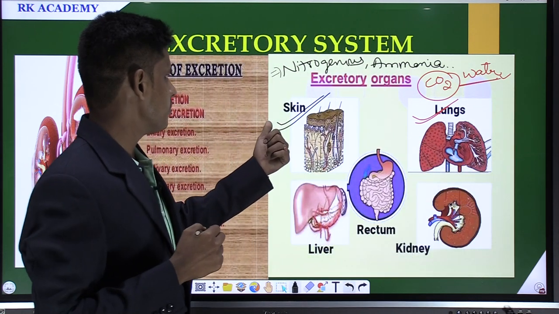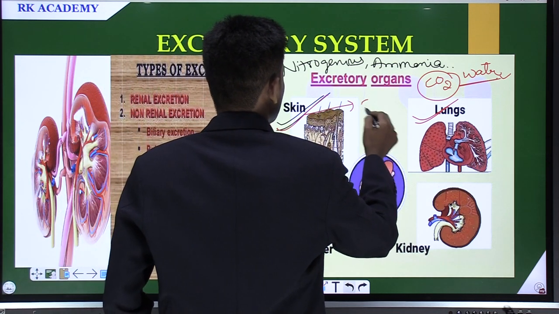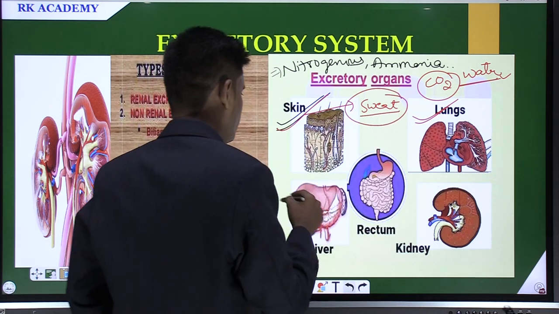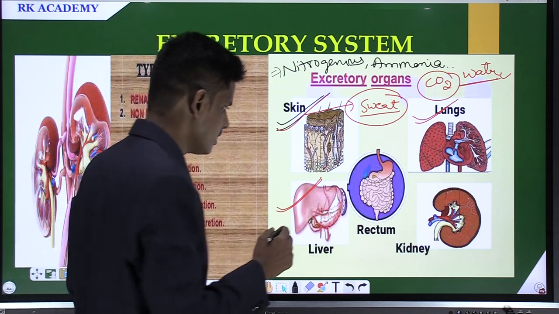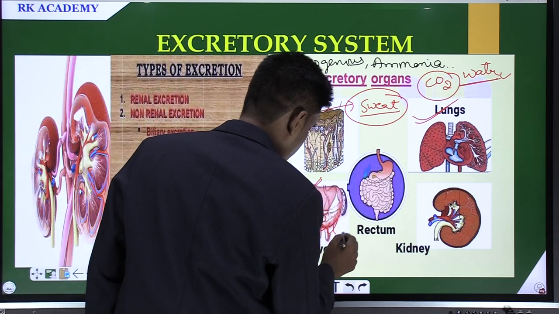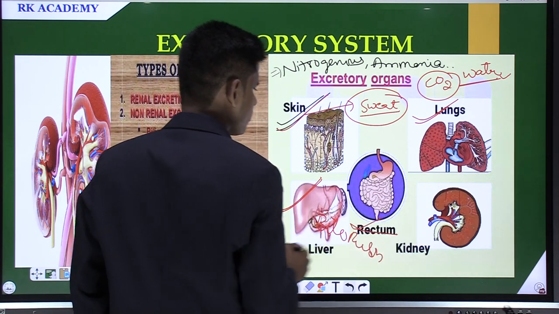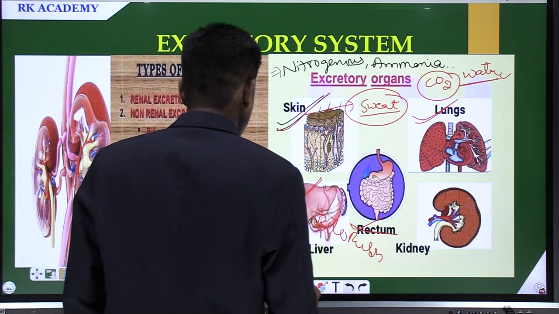Coming to the skin, it eliminates waste material from our body in the form of sweat, which contains salt. The liver also eliminates waste material such as biliverdin and bilirubin. These are also waste materials. And this is the rectum. The rectum eliminates waste materials in the form of solids.